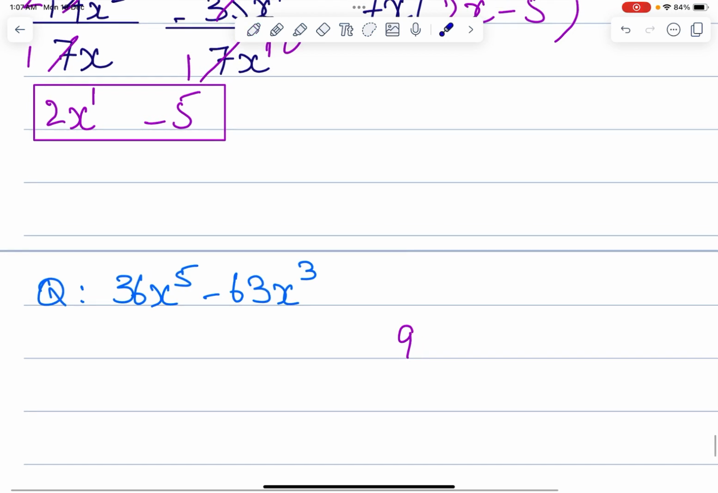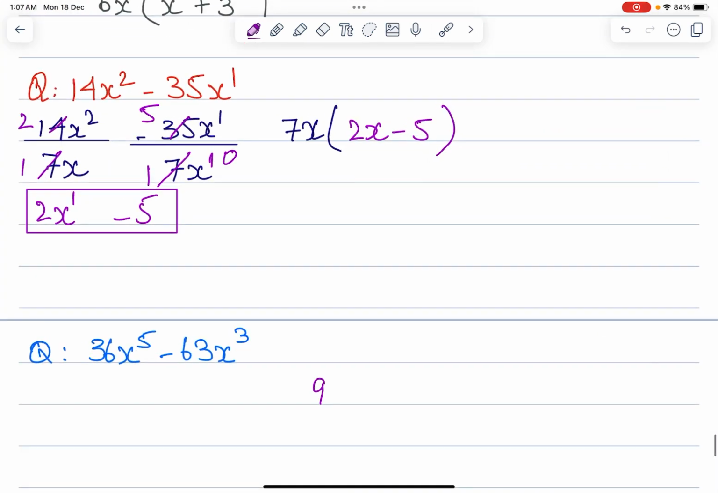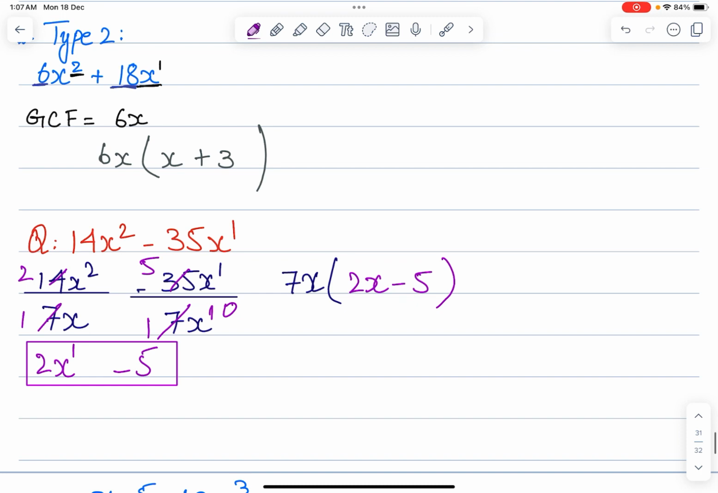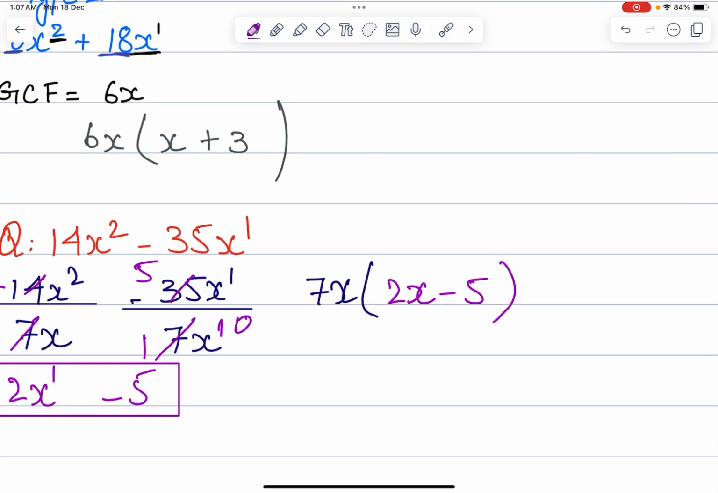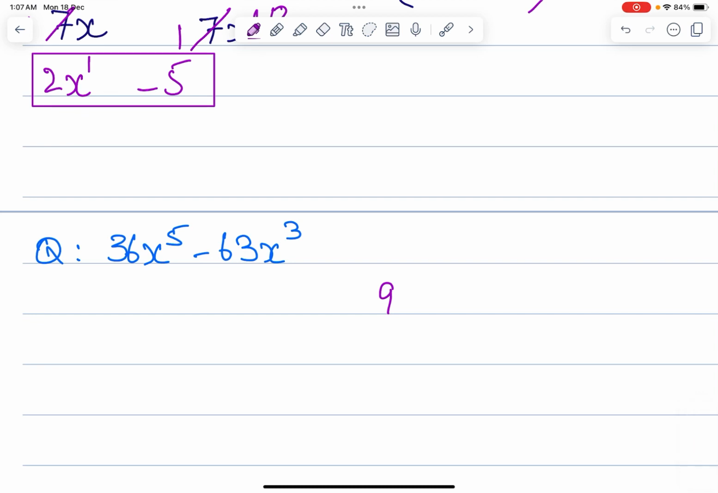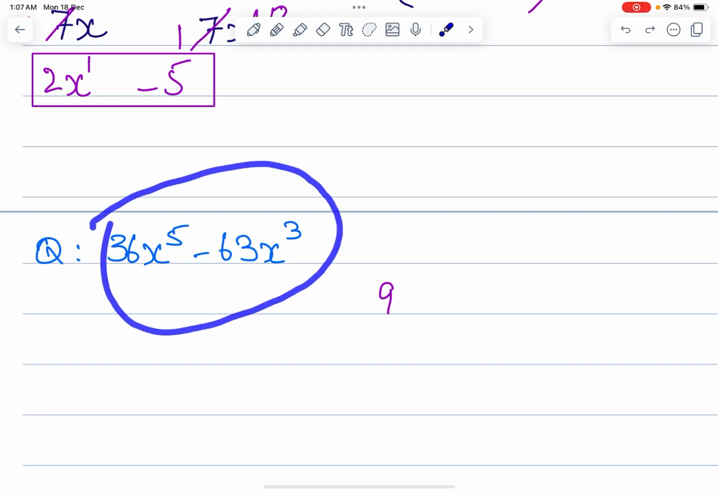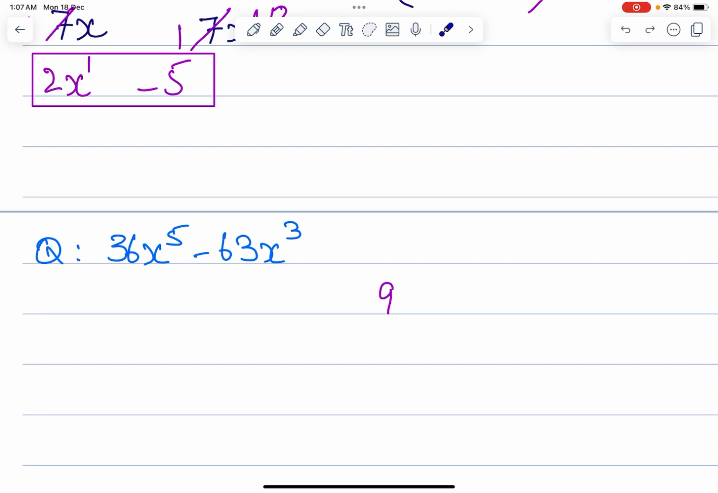Now you look at x to the power 5 and x to the power 3, and you recall the basic principle, the fundamental rule which I told you: you always look at the term having the smaller power of x. In this scenario, what is the smallest power of x? The smallest power of x is x to the power 3, because over here you have x to the power 5. So that means both of these terms at least have x to the power 3.